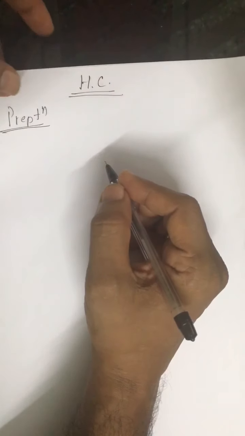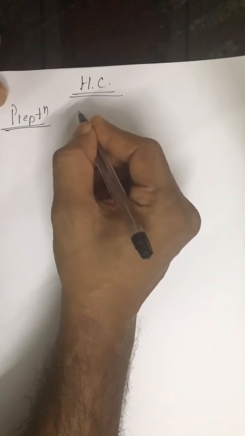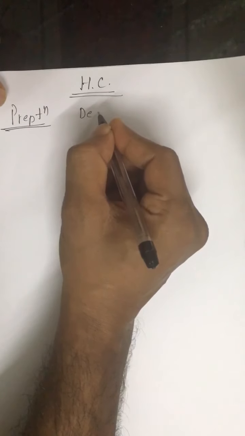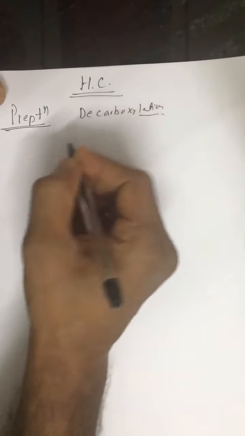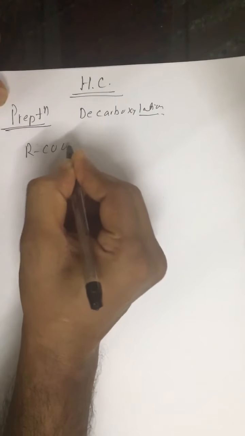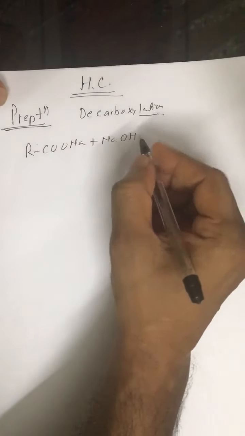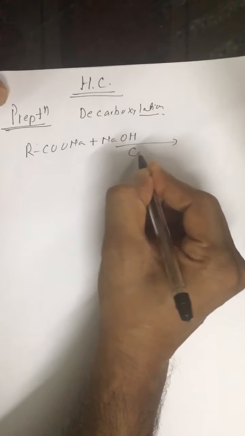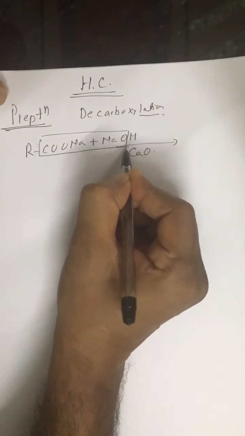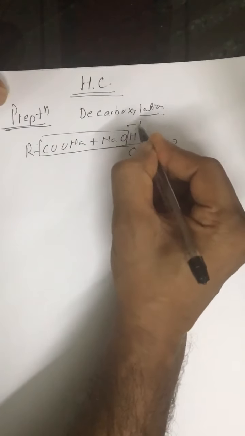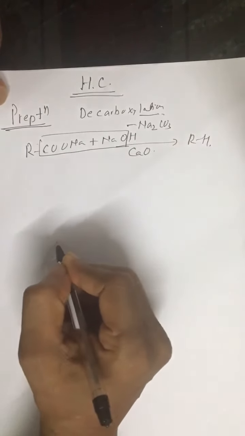Now, in preparation, we have some important reactions. First, we have decarboxylation of sodium carboxylate in the presence of soda lime, in the presence of CaO. This reaction looks like this: removal of Na2CO3, and we get the alkane RH.